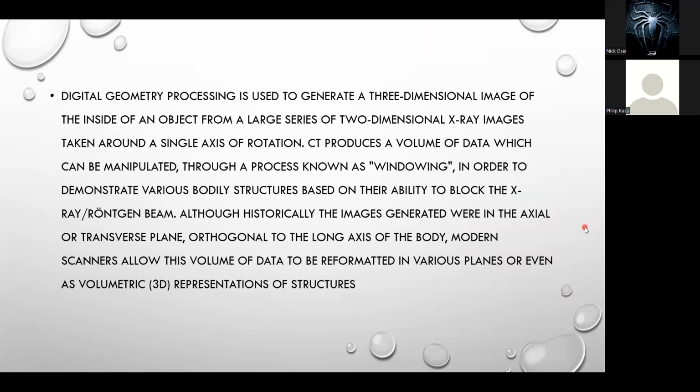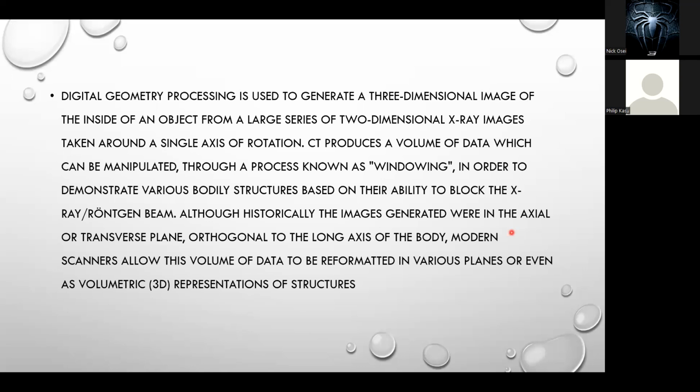Digital geometry processing is used to generate a three-dimensional image of the inside of an object from a large series of two-dimensional X-ray images taken around a single axis of rotation. As I've said, once the X-ray device goes around the person, the computer is able to put the images together to give a 3D view and a 3D picture.